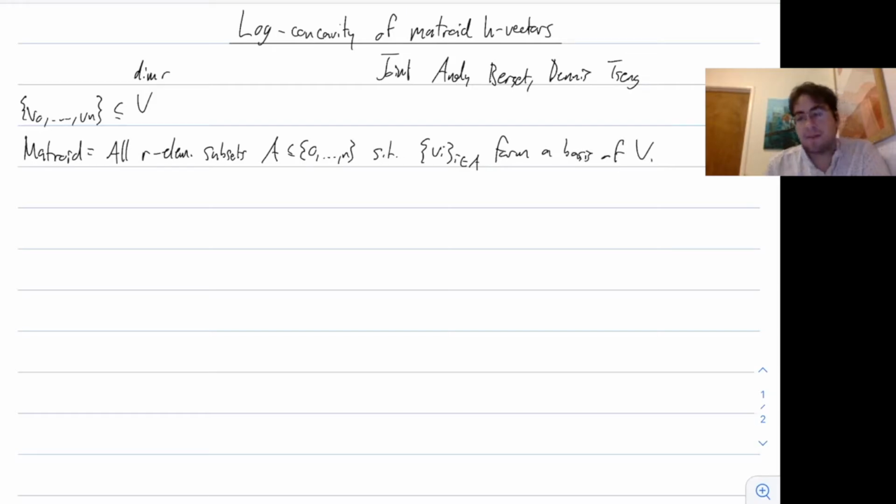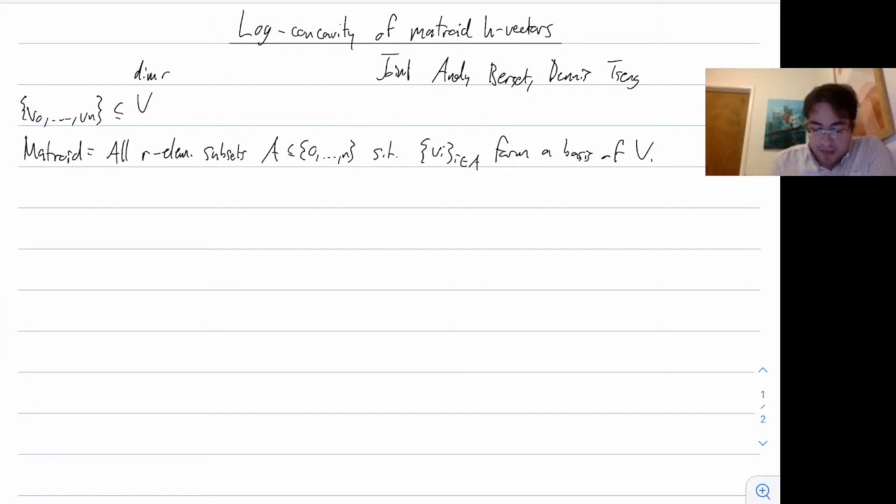Okay, so there are two extremes. If all the vectors are 0, then none of the r-element subsets form a basis. And if they're all generic, then all r-element subsets form a basis. And somewhere in between, there's some interesting combinatorics. So it is what it is.